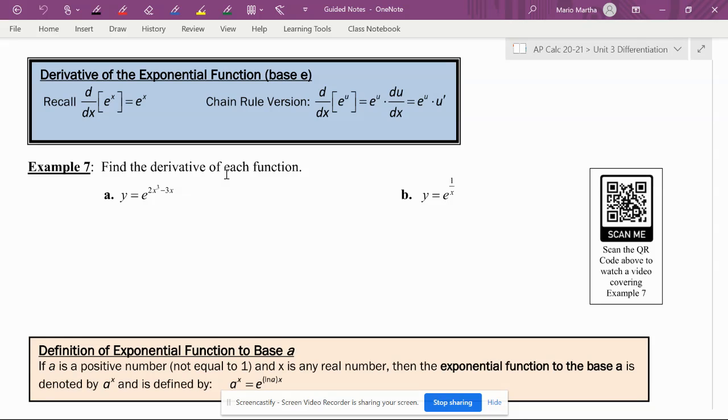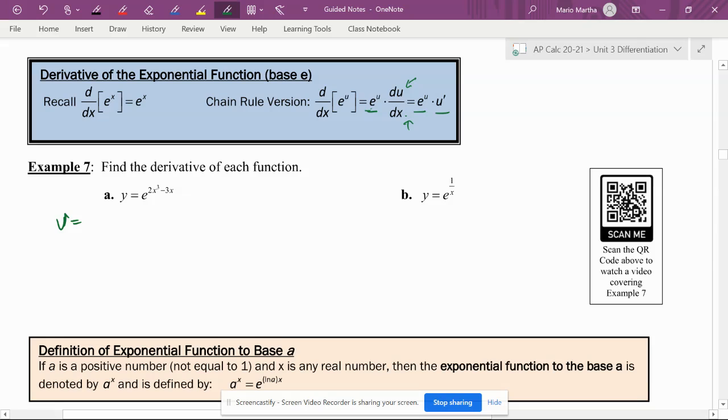And then the chain rule version for this would be: the derivative of e to the u with respect to x is equal to e to the u times du/dx, the derivative of u with respect to x, which is pretty much e to the u times u prime. So in this case, it's not an internal function, but the exponent that would be considered your internal function.